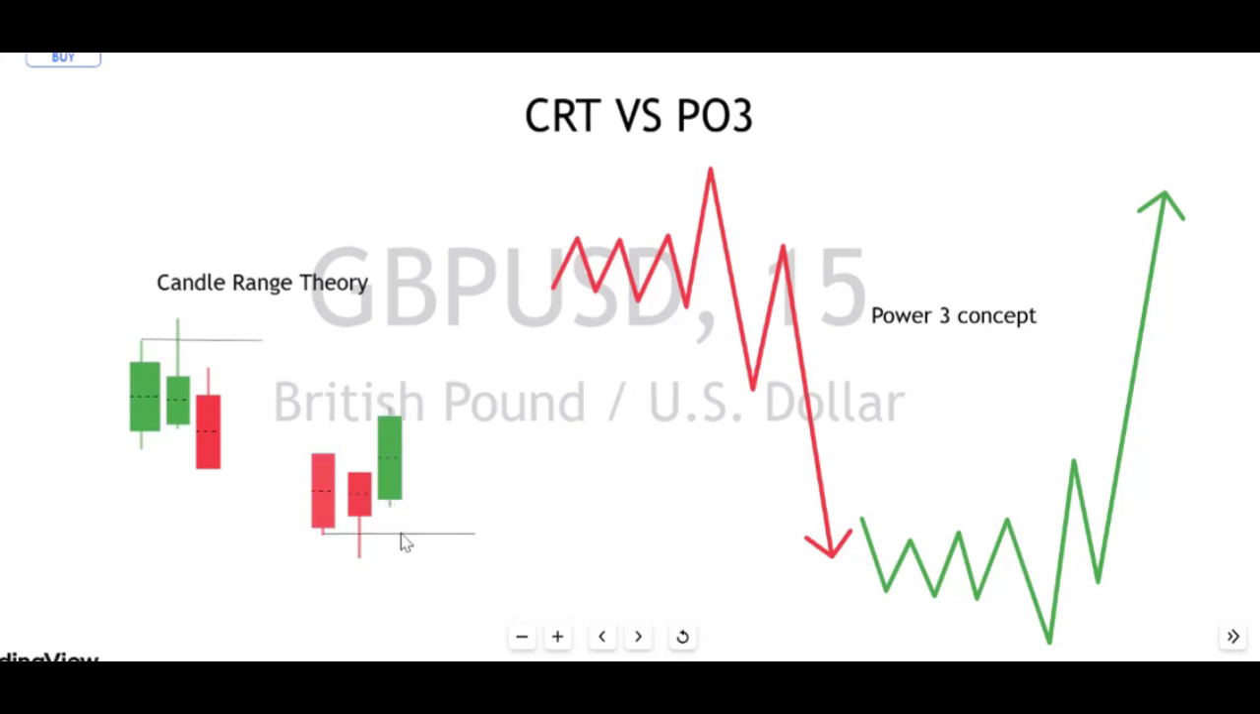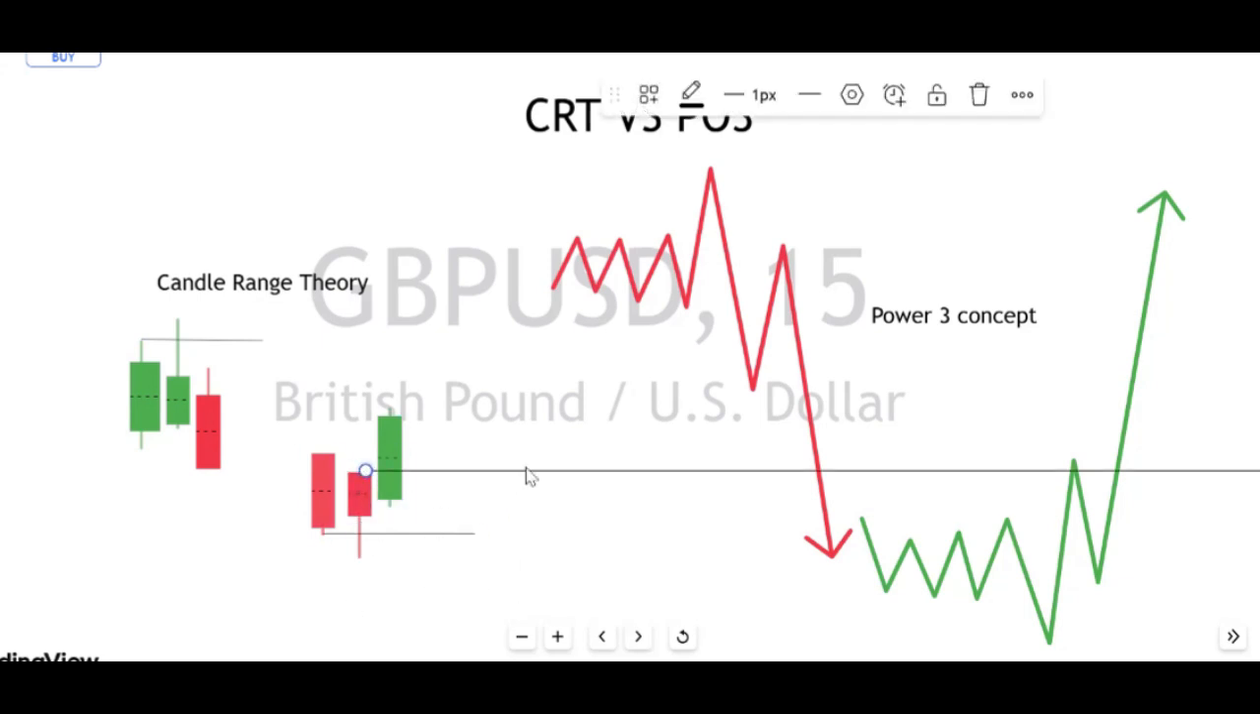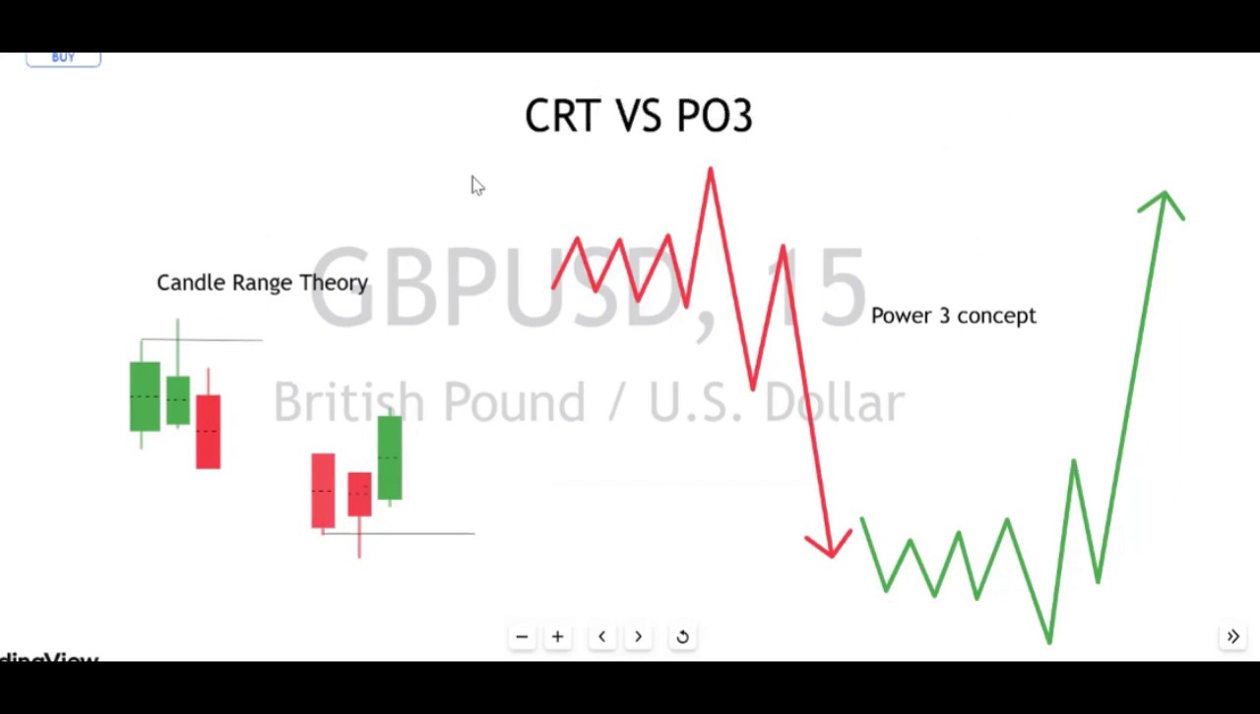This is a bullish condition where price takes out the low of the first candle and then comes back to close above the low of the first candle. A break above the high of the second candle signifies a market structure shift, and price will be ready to move in a different direction. Power tree concept is a trading method by ICT where you have price consolidation, then the manipulation of price, and then distribution of price in the direction of the higher time frame, right?